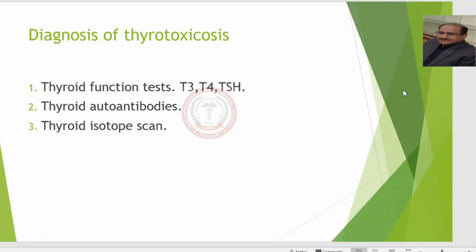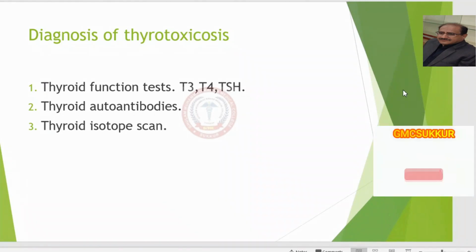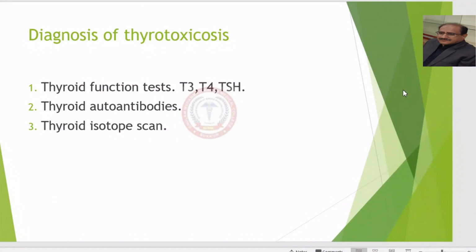It is an overactive nodule. So in case of thyrotoxicosis, on the thyroid isotope scan, the thyroid radioactive iodine scan, we find the hot nodule. Either a single hot nodule is present, or multiple hot nodules are present, or the whole of the gland is overactive. So this will be differentiated by the thyroid isotope scan.